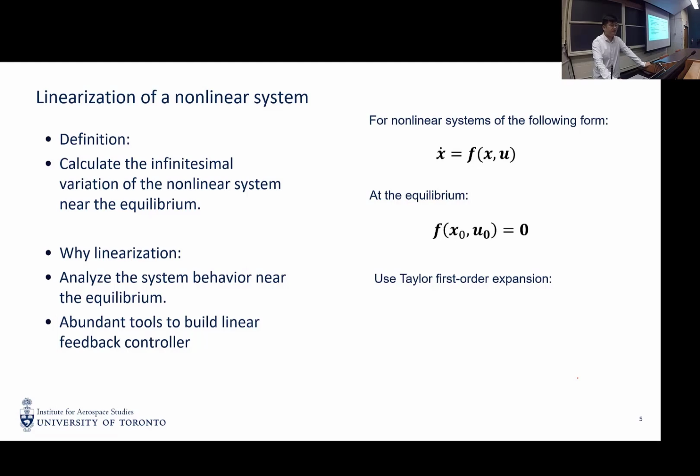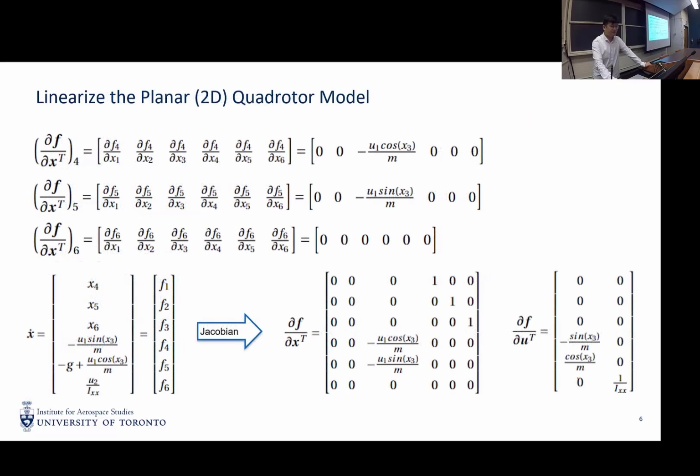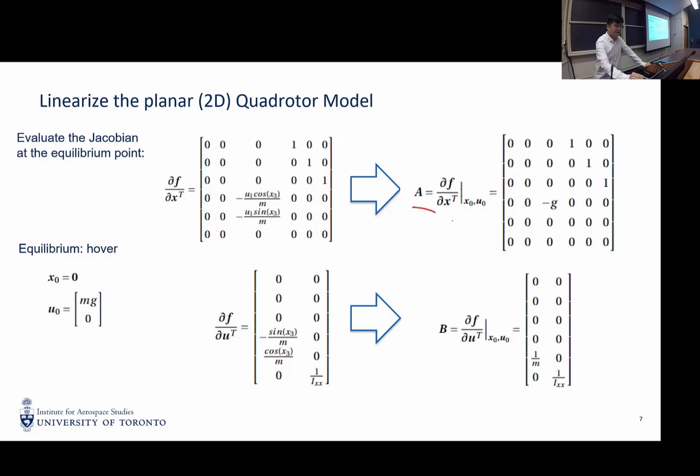The reason why we do linearization is that linearization gives us a simplified version of the dynamics around the equilibrium. Then we have abundant tools to decouple and design the controller. The procedure I explained last time is just by taking the Jacobian of the system. If we have the Jacobians, for example, partial f partial x and partial f partial u, then we can evaluate the Jacobians at the equilibrium to get the A, B and also C, D matrices.